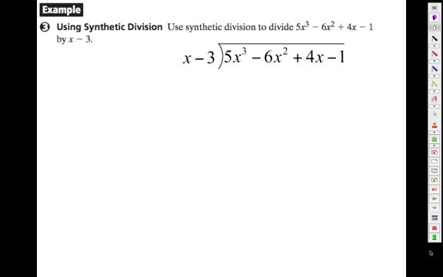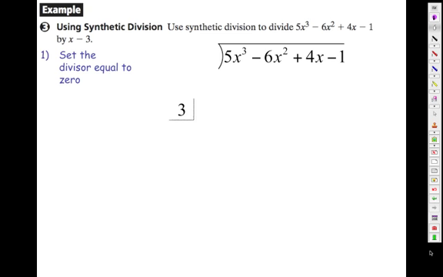Okay, so this is what we're going to do. Number 1, we have to set the divisor equal to 0. So now what is the divisor? Anybody know? Yeah, it's going to be the x minus 3. So let's go ahead and do that. Let's set that equal to 0, and we're going to solve. So basically what we're doing is you're going to add 3 to both sides, and you're taking the opposite. So x equals 3.